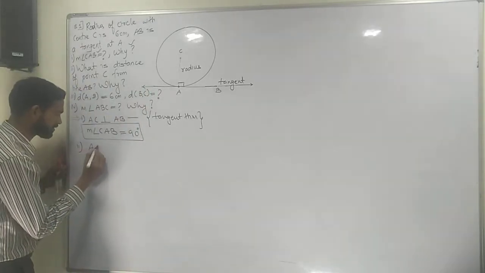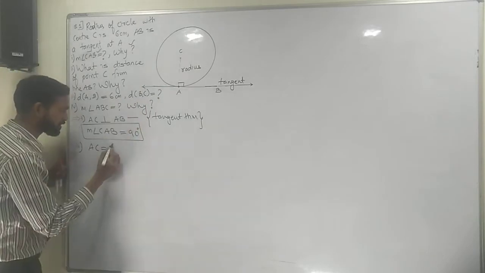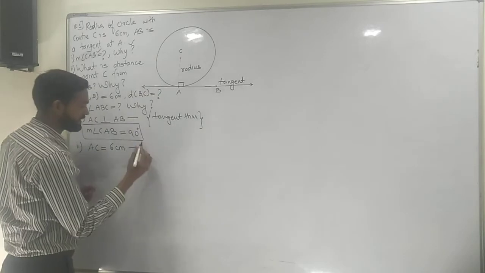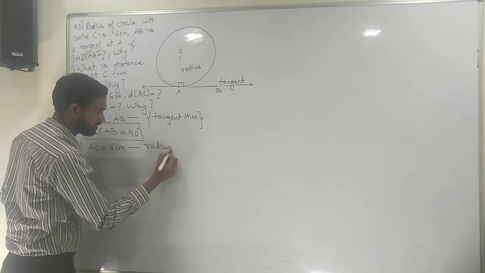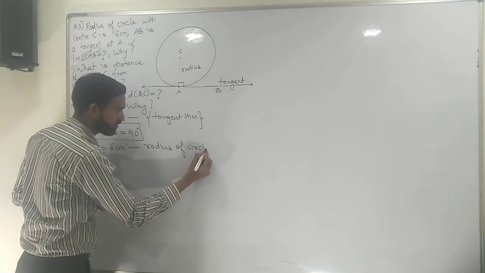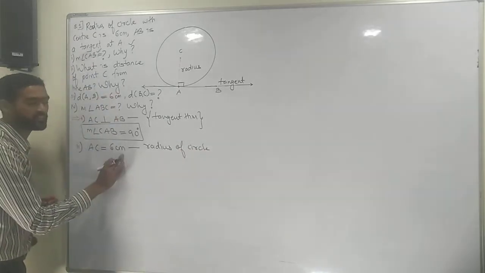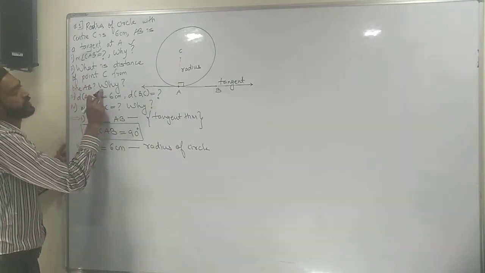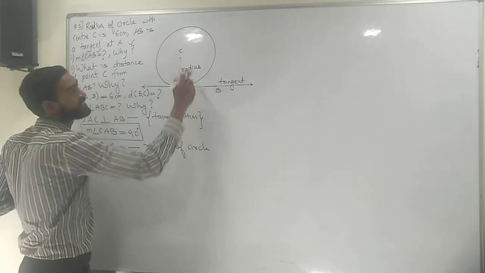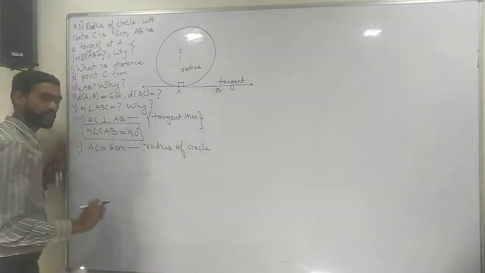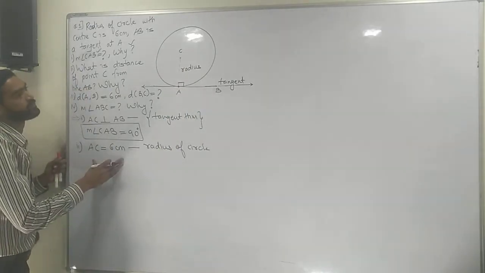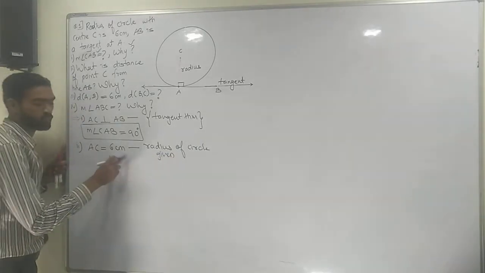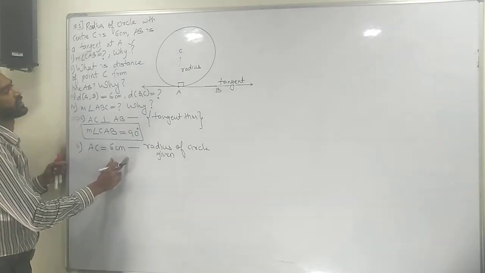So I can see AC is 6 centimeter. Why? Because AC is the radius of the circle. Why is AC 6 centimeter? Because it is given that the radius of the circle is 6 centimeter. Therefore AC is 6 centimeter. Clear everyone?